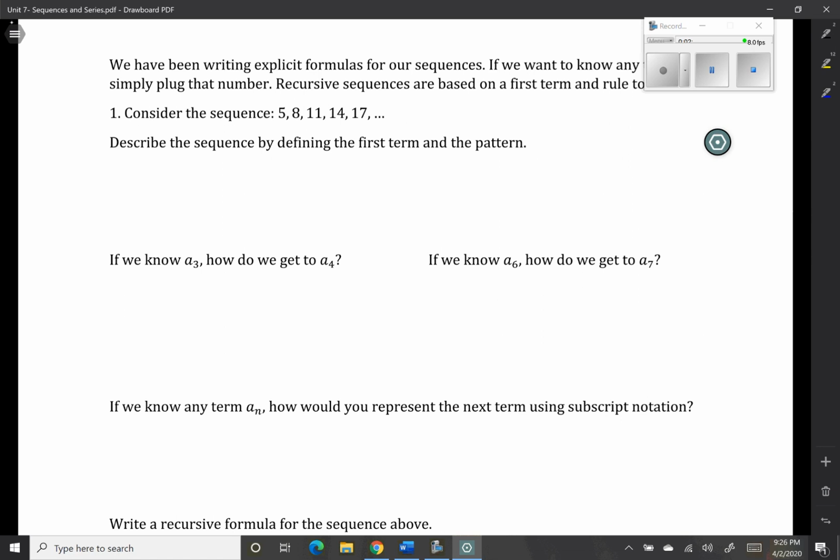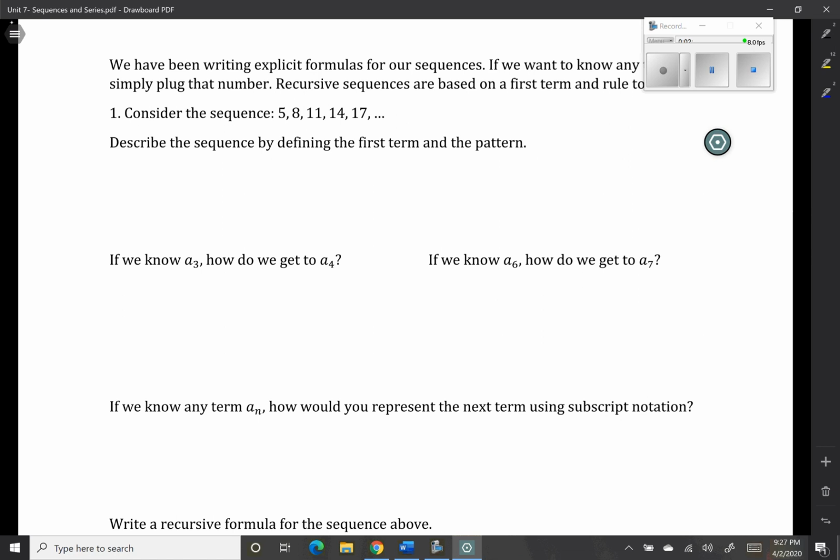Not all sequences can be shown explicitly. Some of them have to be shown recursively. What recursive means is to find the 15th term, you would need to know the 14th term. So the pattern of the sequence is defined in a way where the previous term is needed to find the next term. So let's begin the lesson with looking at familiar sequences we're used to seeing, and then we'll look at some of the more challenging ones towards the end.